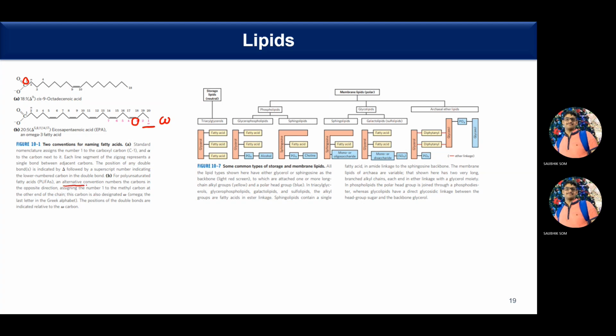So the alternative convention numbers the carbons in the opposite direction: assign the number 1 to the methyl carbon at the other end of the chain, and this is also known as omega. Correct?